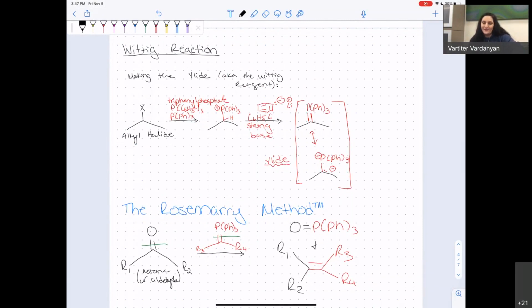What's the name for that, besides the rosemary method? That's the Wittig reaction. So this is the real title for this. No, because you said the top one's the ylide, but what's the bottom part mean? So this is the ylide. This is the Wittig reaction. So this was making the Wittig reagent. This was actually using it. Okay, thank you.